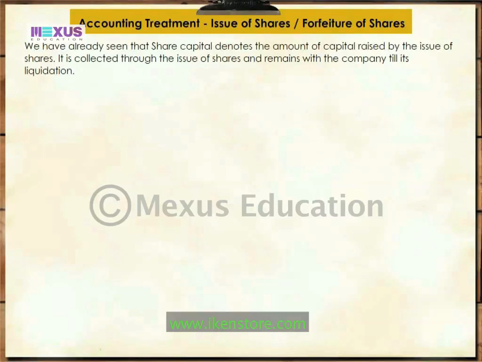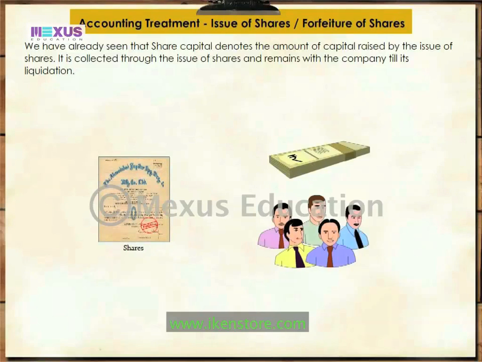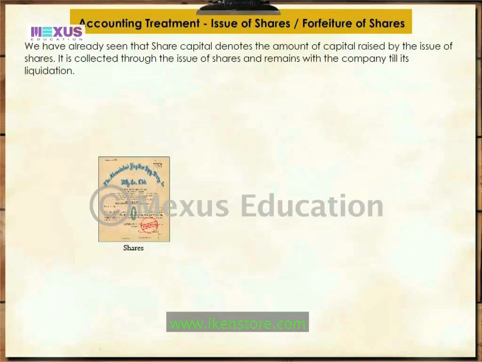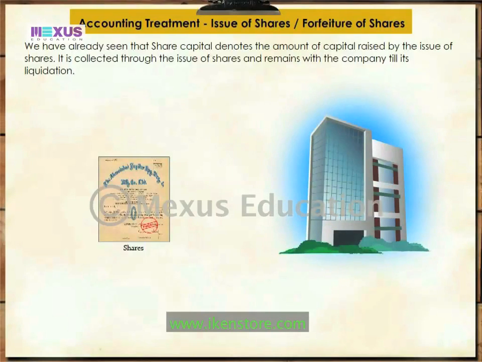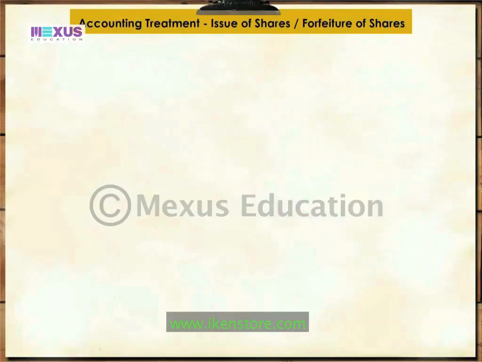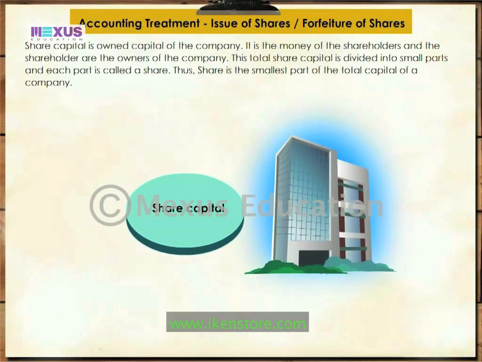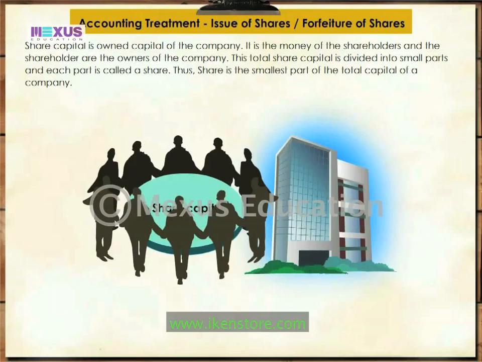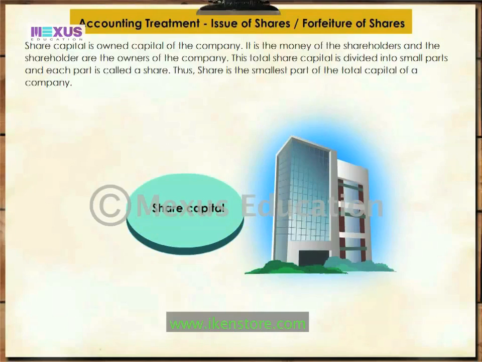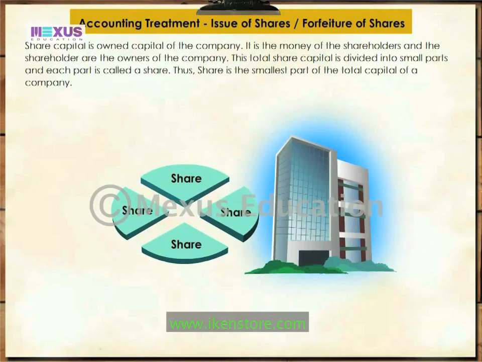We have already seen that share capital denotes the amount of capital raised by the issue of shares. It is collected through the issue of shares and remains with the company till its liquidation. Share capital is owned capital of the company. It is the money of the shareholders, and the shareholders are the owners of the company. This total share capital is divided into small parts, and each part is called a share. Thus, a share is the smallest part of the total capital of a company.